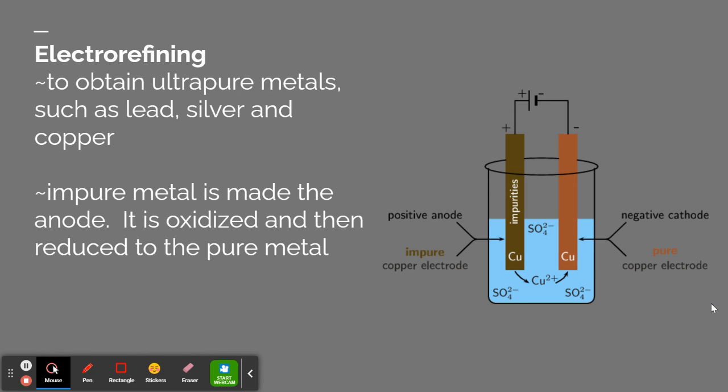And the final one is electrorefining. It's how we get ultra pure metals, lead, silver, copper. We have an impure metal and we run that power source. We reverse that electron flow on table J and we oxidize them. It is oxidized and then reduced. We go through both to make a very pure metal.